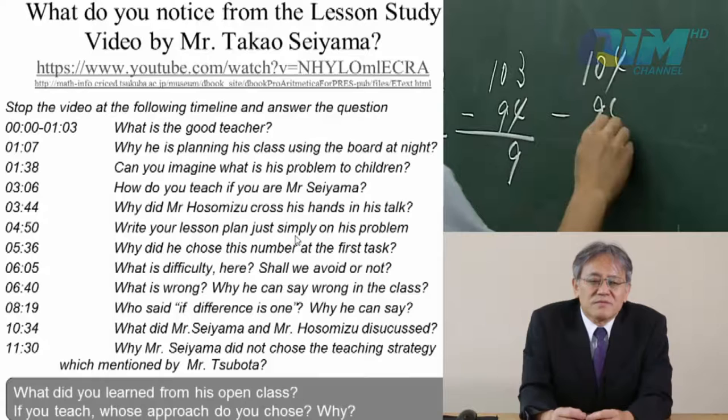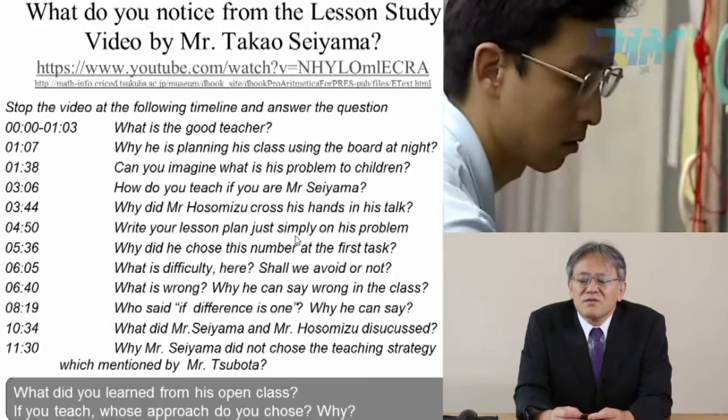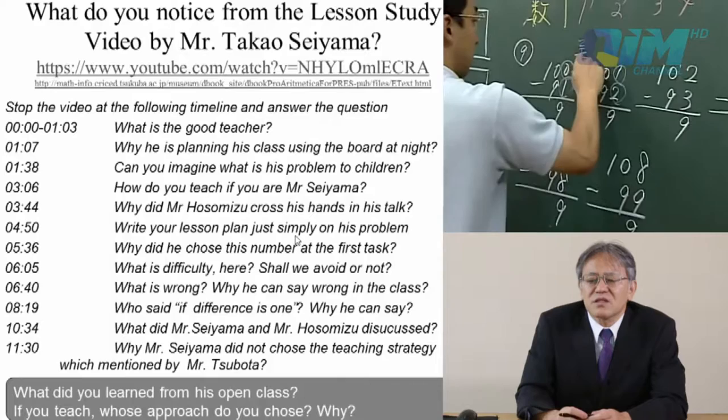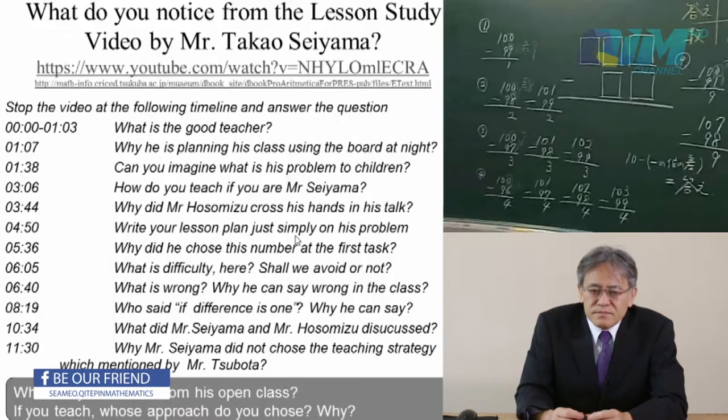The next question is, can you imagine what problem he gives to children? This question means, what kind of task or problem is he trying to give children in the class? Please look at the video until 1 minute 38 seconds with the question. Can you imagine? The lesson for this unit focuses on subtracting a two-digit number from a three-digit number. It seems to be different from ordinary questions where you solve the problem and fill in the answer. Did you see the video?